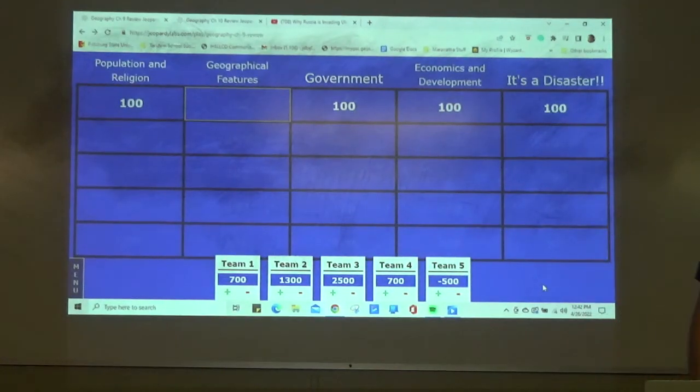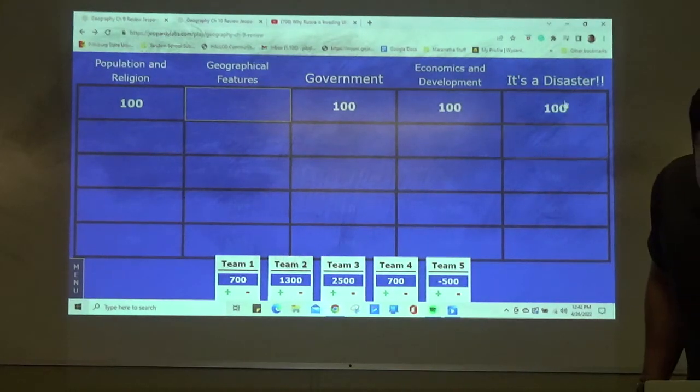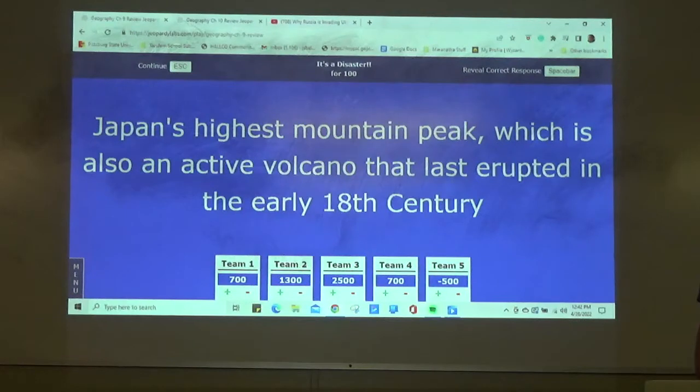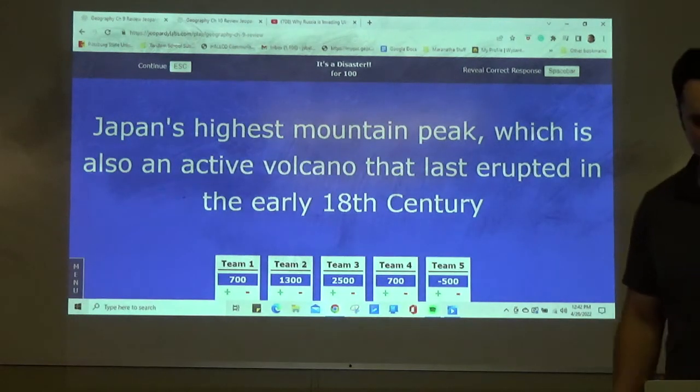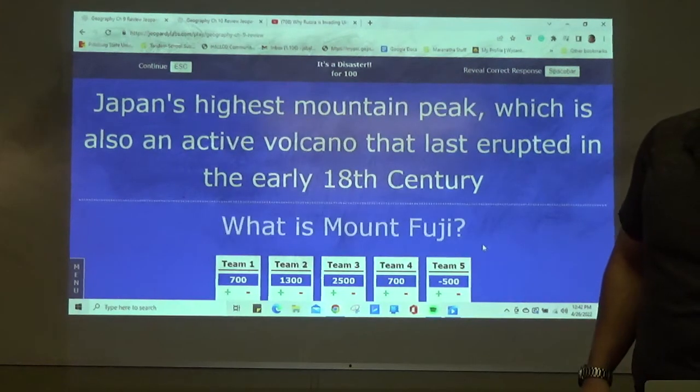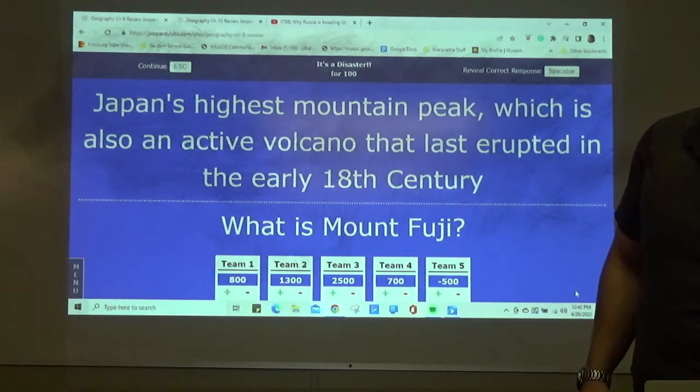All right, team 4. Disaster 100. Japan's highest mountain peak, which is also an active volcano that last erupted in the early 18th century. Mount Fuji. That's what it was. This was in the Pacific.